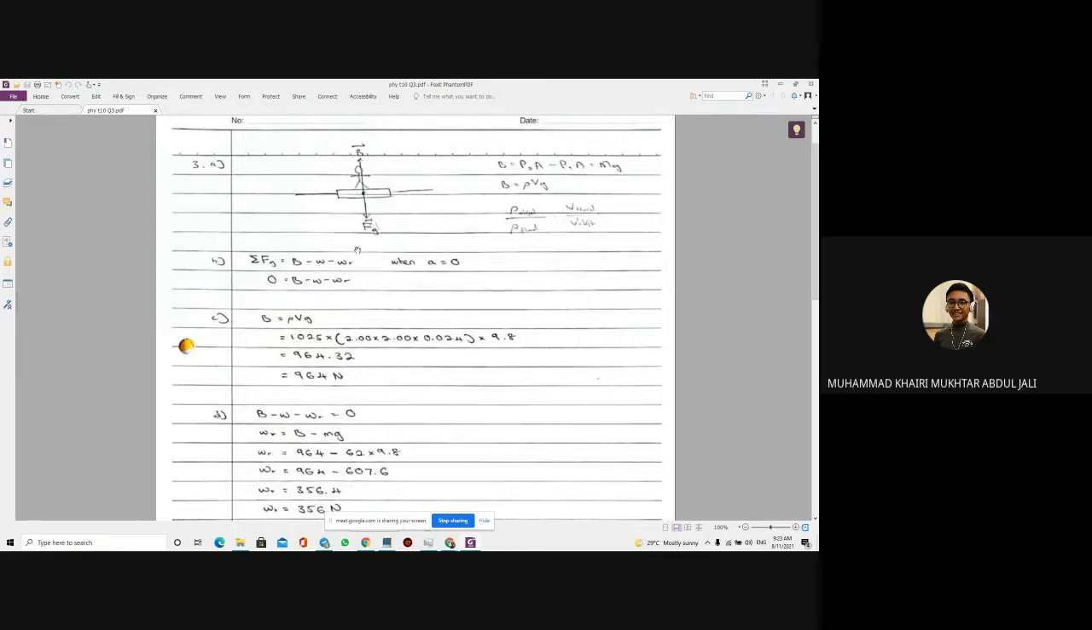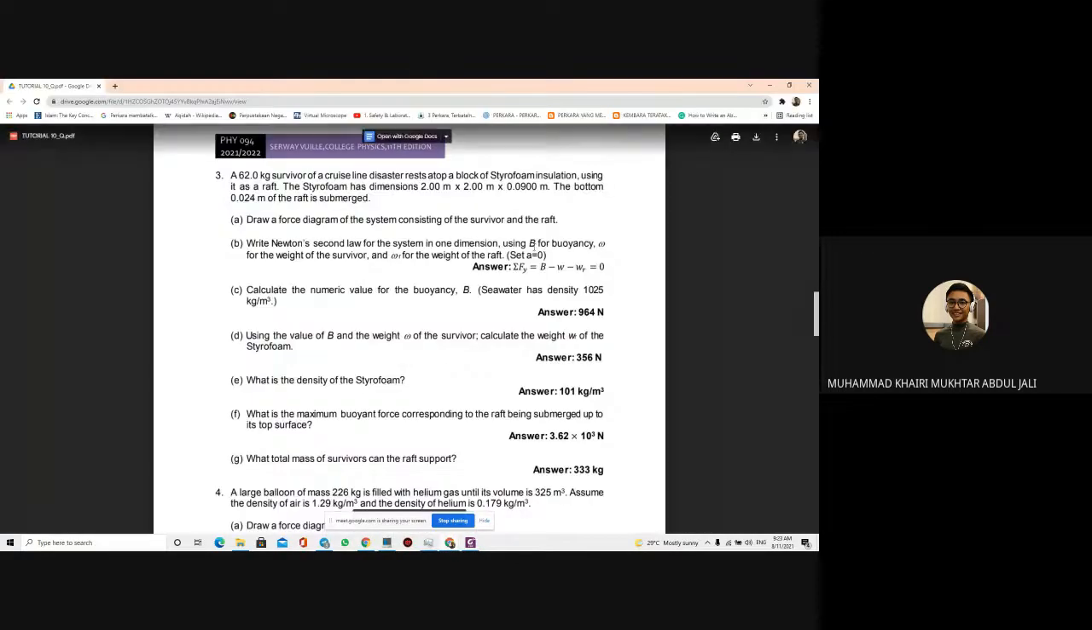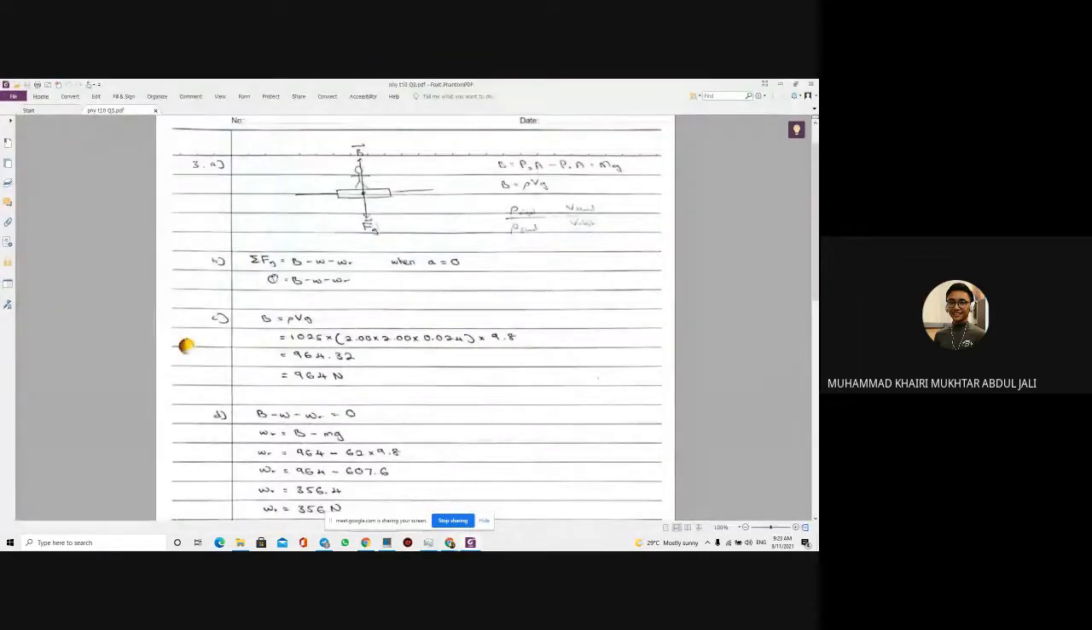Then memandangkan ini dia float and then dia rest, sebab dia bagi tahu a is equals to 0. Sini dia at rest, dia floating. So kita akan dapat 0 is equals to B tolak dengan weight of the person, tolak lagi dengan weight of the raft. And then C pula dia suruh cari the buoyancy force.